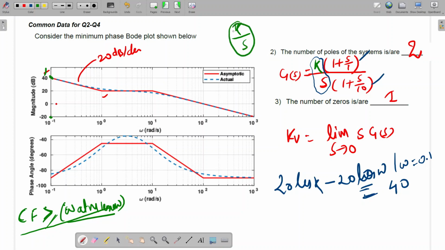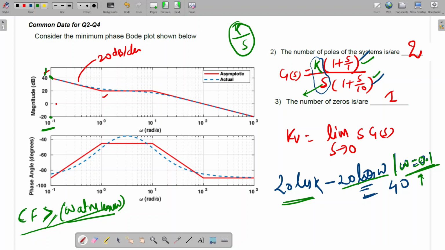So for this what will be the magnitude? 20 log k minus 20 log omega at omega is equal to 0.1. Omega is equal to 0.1; greater than that is 1, this is one pole, and this pole is how much? 10. So these two poles I have neglected because I know the magnitude at omega is equal to 0.1. Whatever pole or zero is greater than this will be neglected. This s is a pole at 0 which is less than 0.1, so this will be considered.